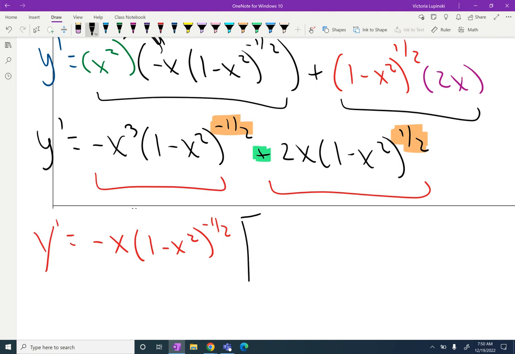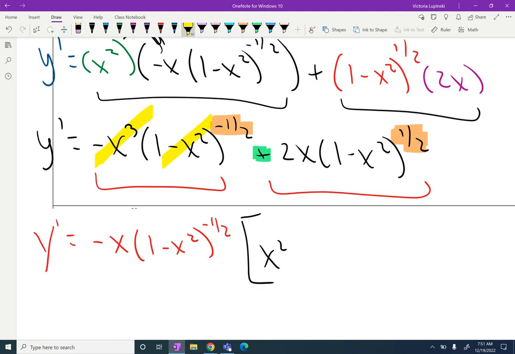Then you have to decide what are you left with from each term. So starting with the first term, if this is a negative x cubed and you took out a negative x, how many x's are you left with? Just x squared. If this is 1 minus x squared to the negative 1/2 and you take out all of them, then there are none left. So all you're left with is an x squared. Is that okay? Okay, we're not there yet.